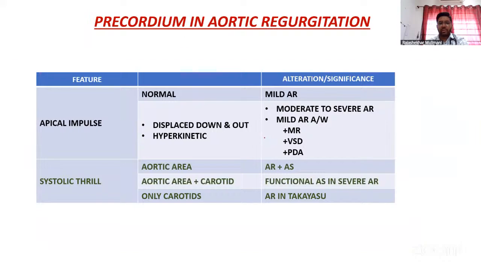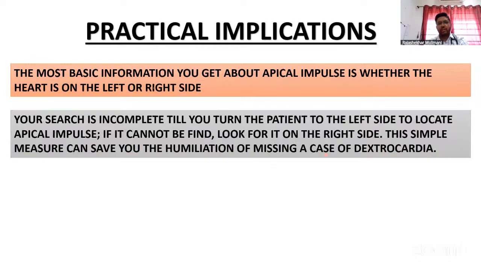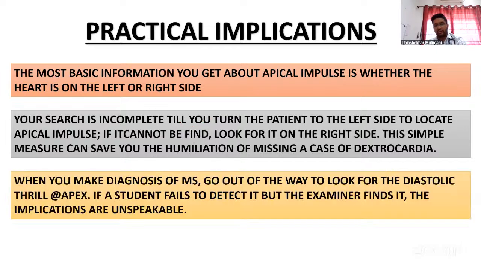So, to summarize, I have covered the important points of inspection and palpation with the main focus on the apical impulse, how to identify the pathological apical impulse, which chamber is enlarged, etc. And the most basic information that you can get about the apical impulse is whether the heart is on the right side or left side. Never miss dextrocardia. Your search is incomplete till you turn the patient to the left side to locate the apical impulse. And if it cannot be found, look for it on the right side. This simple measure can save you the humiliation of missing a case of dextrocardia.